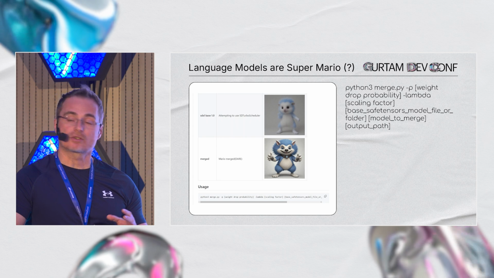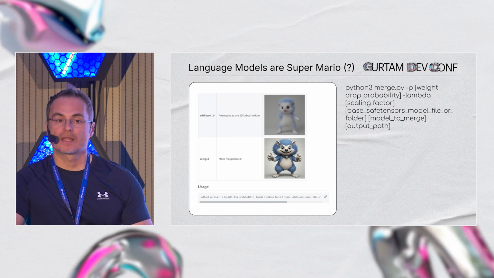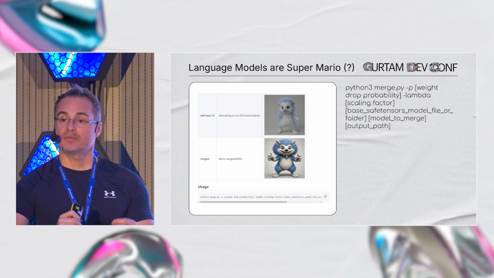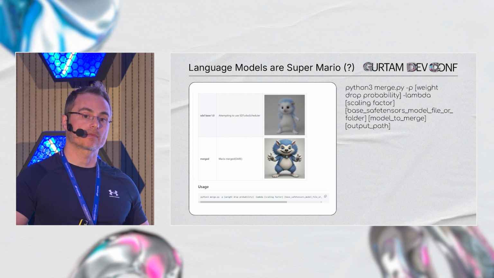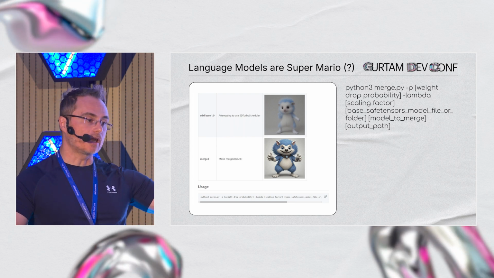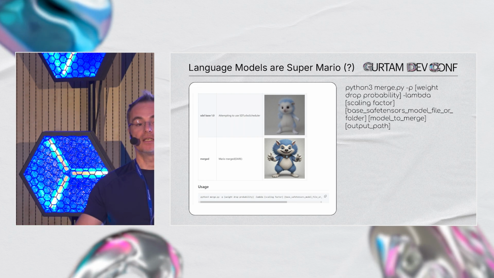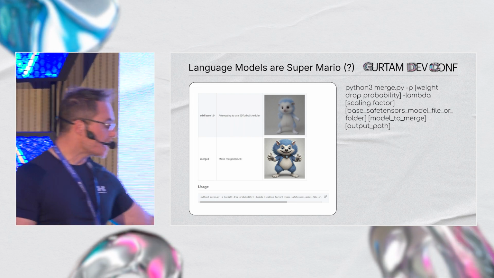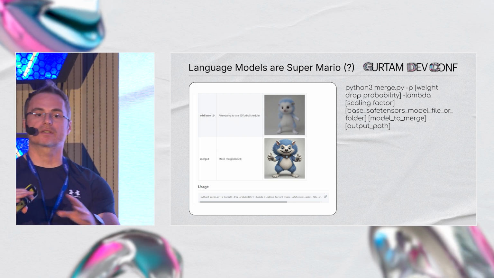It doesn't mean that it's so easy. It's really easy to merge the models, but there are a few parameters that you have to understand, and it works like LoRA. There is also this lambda, the scaling factor. Instead of being named alpha, it is named the scaling factor, but it works in the same way.